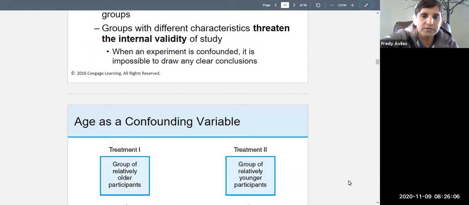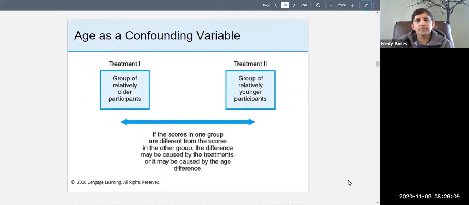Now, there are ways to deal with this, okay? So here's an example with age as a confounding variable. And I mentioned this already. Treatment 1, you have a group of relatively younger participants. Guess what? They will probably be the more aggressive group if you're talking about alcohol consumption. If you're testing the effect of alcohol on aggression, and one of your groups is relatively younger, in their late teens, early 20s, they will probably be more aggressive. Wait, okay, I got it reversed. So treatment 1 is a group of relatively older participants, okay? They will be the ones that will be least aggressive. And then you have a group of relatively younger participants, those are the ones who will be more aggressive. And I explained why already.